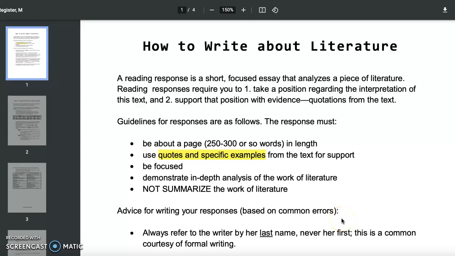Hi students, I briefly just wanted to go over with you how to reply to discussion questions in Canvas. Anytime we have a discussion question over an article that we've read or a short story that we've read, you're writing about literature. And so here's how to do that successfully.